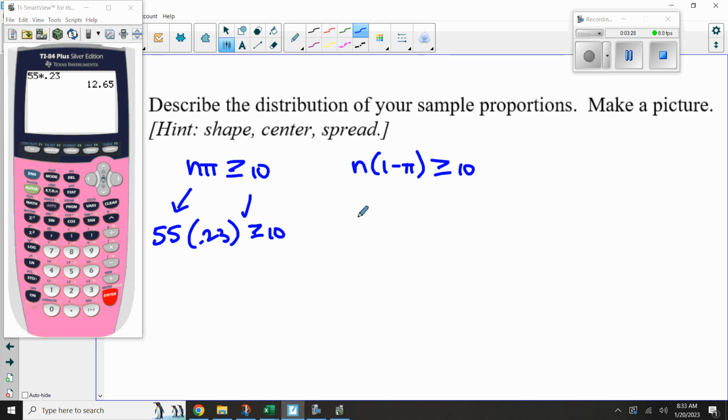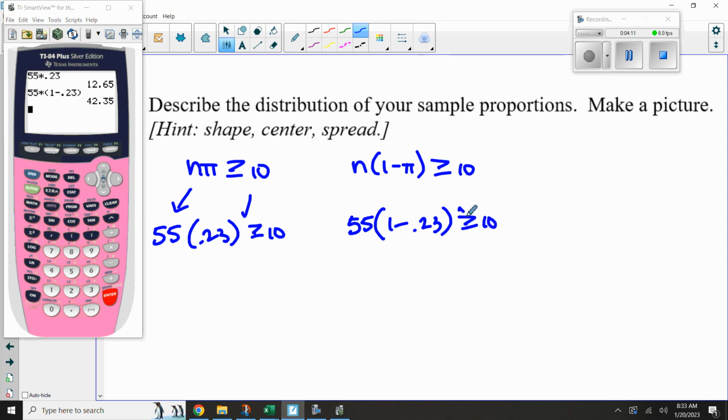But n times 1 minus pi, well, my n is still 55. And just to point something out here, we know that the maximum proportion is 1, or 100%. And we know that 0.23 is less than half of that. So the other side, 1 minus 0.23, has to be greater than that. So I really only needed to check this one. But let's do it anyway, just to make sure. We don't want to make any mistakes. 55 times, parentheses, 1 minus 0.23. It never hurts to use the calculator. 42.35, that is also greater than or equal to 10.